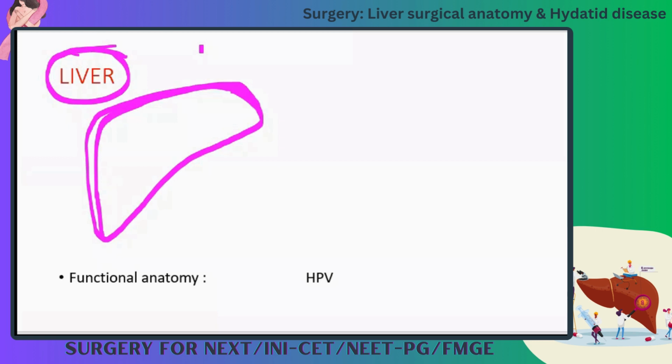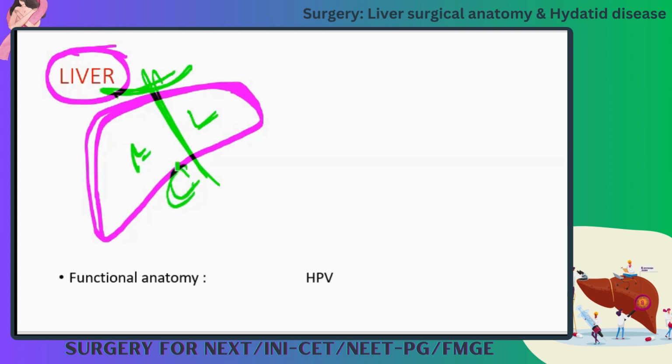This 8 segments is functional anatomy. This is a little different. Clinical anatomy has 2 lobes of the liver, right and left lobe. That's all. It has a falciform ligament here, with the right lobe and left lobe. Sorry, this is right and this is left. That is clinical anatomy. It has a bare area of the liver above, and below it has the gallbladder.